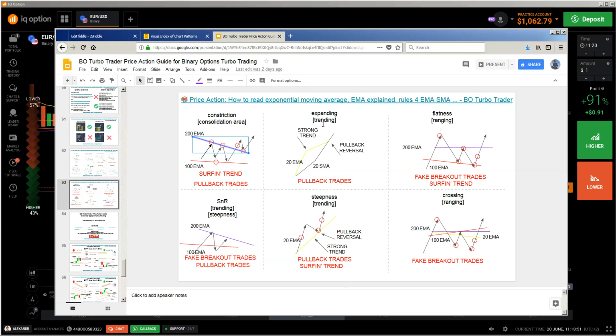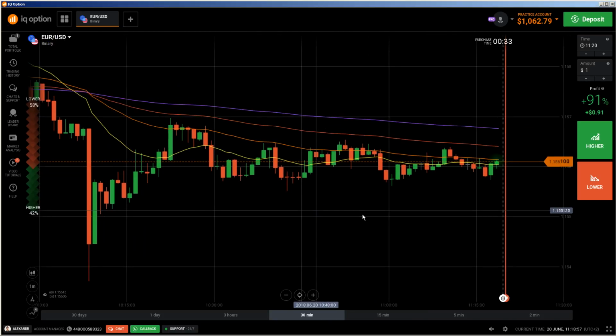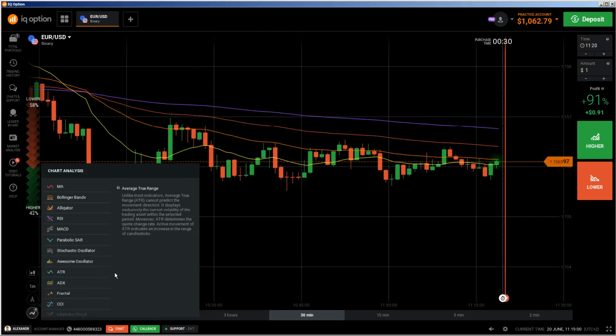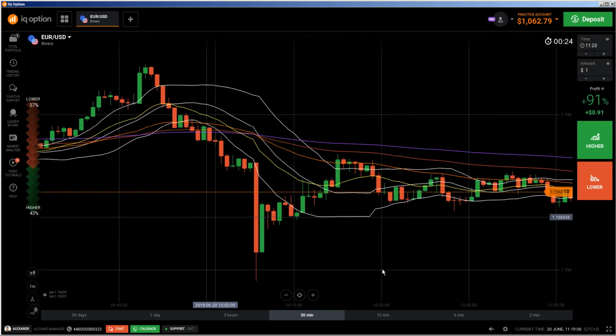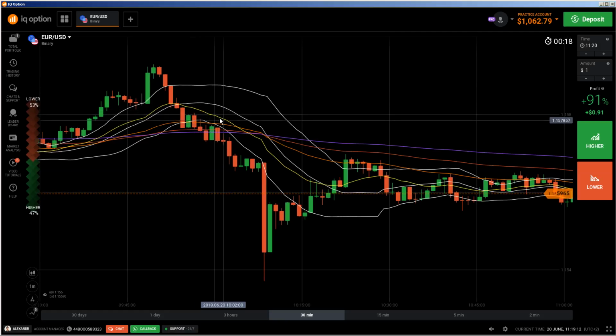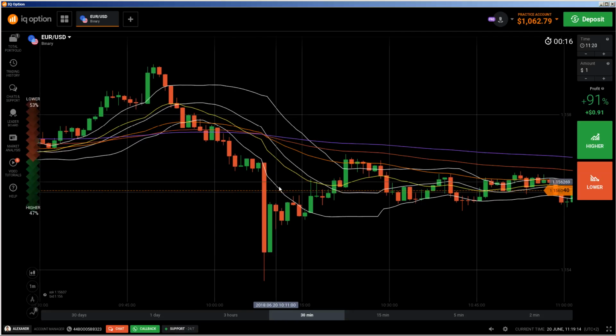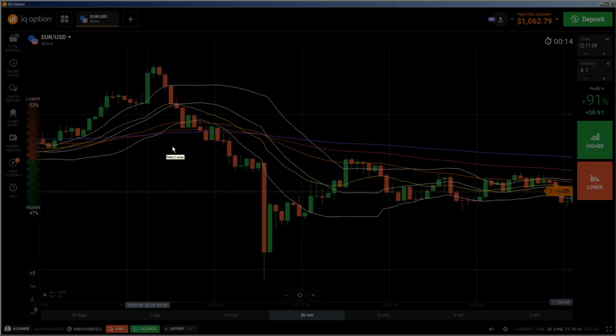The next is the expanding. Therefore, I need the 20 SMA. Yes, the 20 SMA is the middle Bollinger Band. I will put the middle Bollinger Band in here, and then we are going to show you what it explains. So the middle Bollinger Band is the white one, and the 20 EMA is, for example, the yellow one. And I'm going to show you now how it's explained.